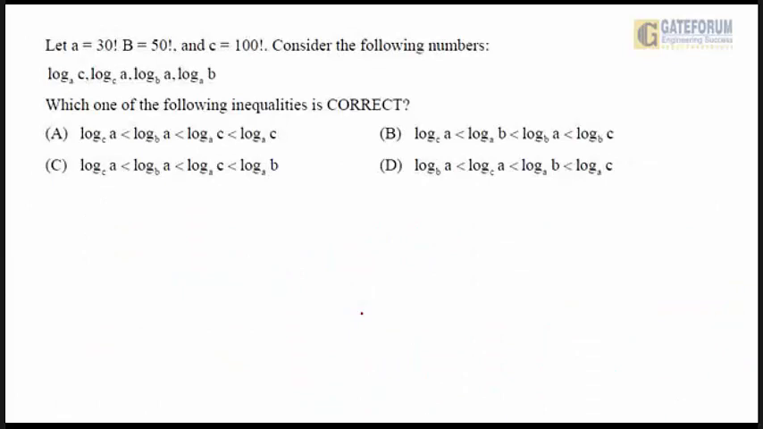Okay. Let's next go on to the next one. Let A be factorial 30, B be factorial 50, and C be factorial 100. Consider the following numbers: log C base A, log A base C, log A base B, log B base A. Okay, so these are the four numbers that have been given. Which one of the following inequalities is correct? Give it a try. Take a minute and give it a try.